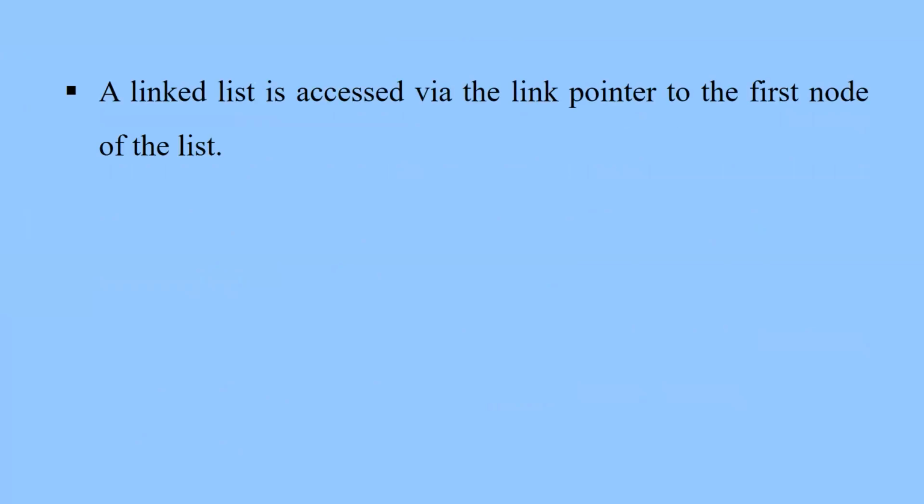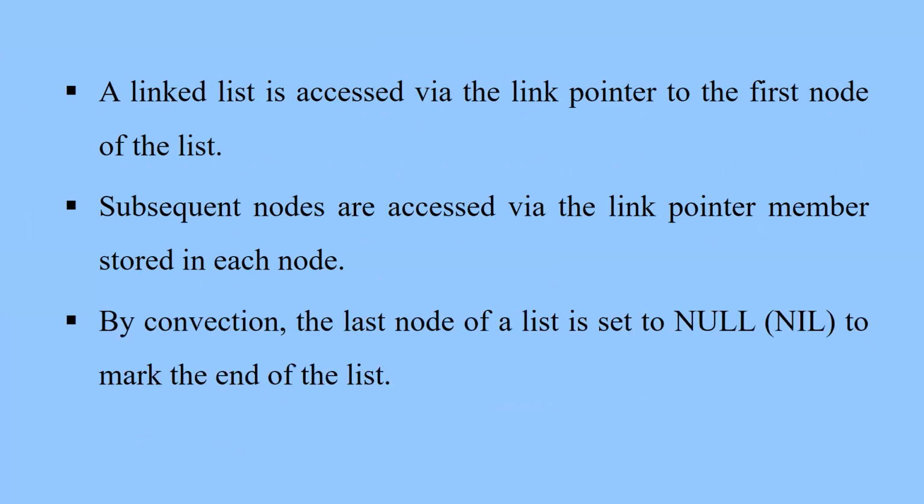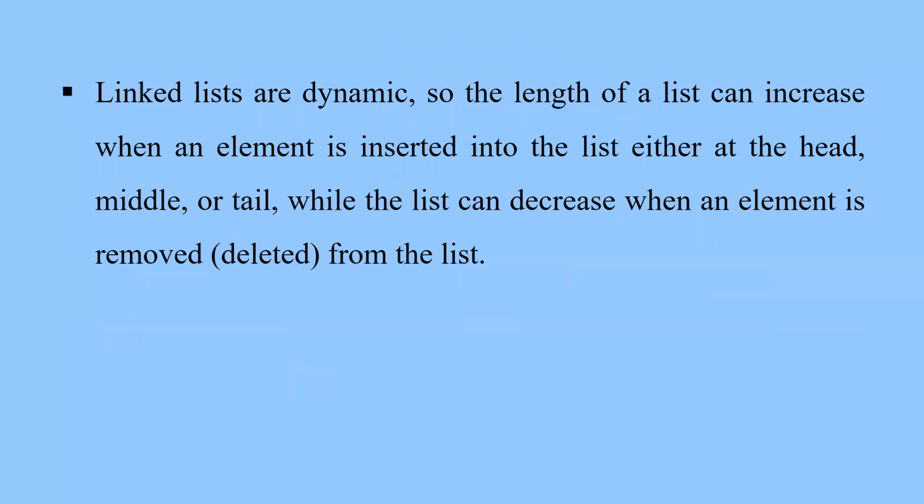A linked list is accessed via the link pointer to the first node of the list. Subsequent nodes are accessed via the link pointer member stored in each node. By convention, the last node of a list is set to null or nil to mark the end of the list. Linked lists are dynamic, so the length of a list can increase when an element is inserted into a list, either at the head, at the middle, or at the tail, or the list can decrease when an element is removed or deleted from the list.